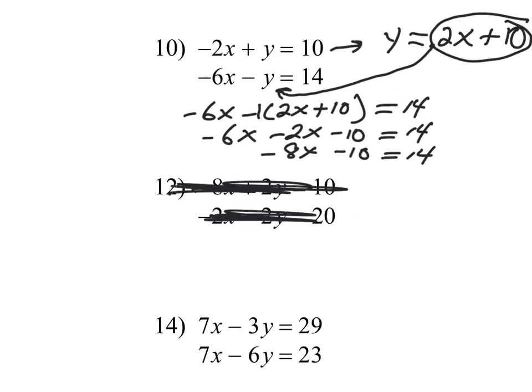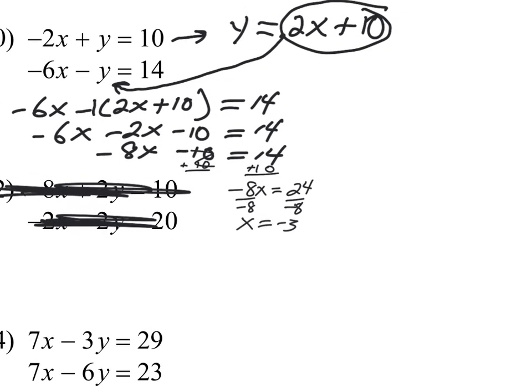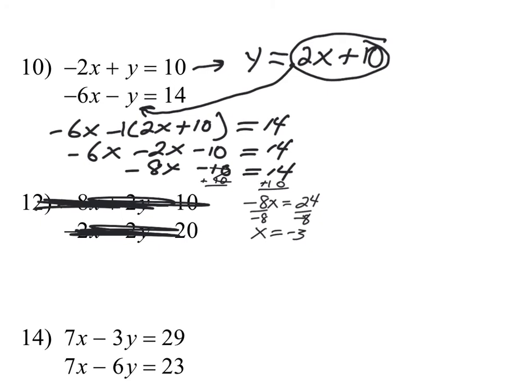And you may have to expand even more to be able to fit these in here. Add 10 to both sides because that zeroes out. And I get negative 8x equals 24. Divide by negative 8. And I get x equals negative 3. Okay, I now have the x value, but I don't have the y value. So I'm going to plug that back in for x in one of the two equations. I'm going to choose the first one again.